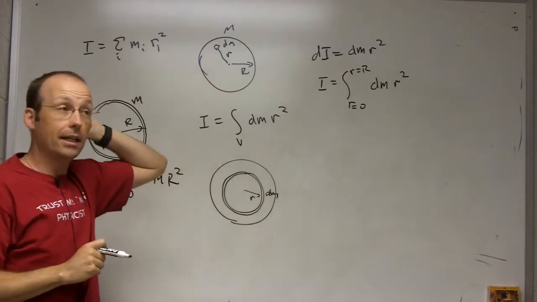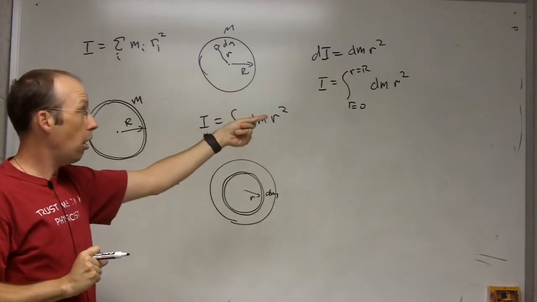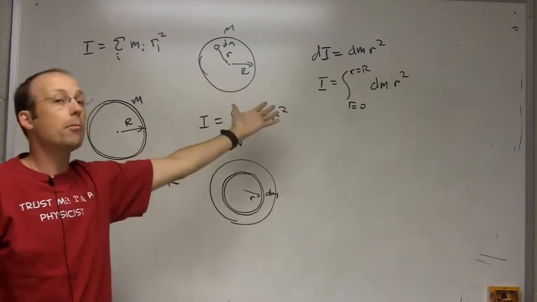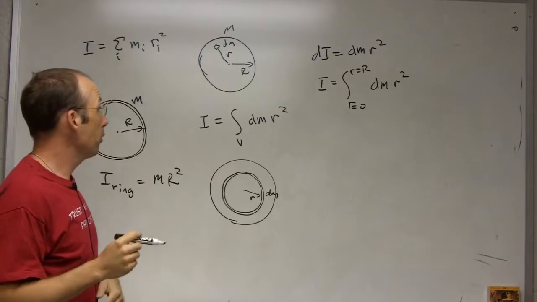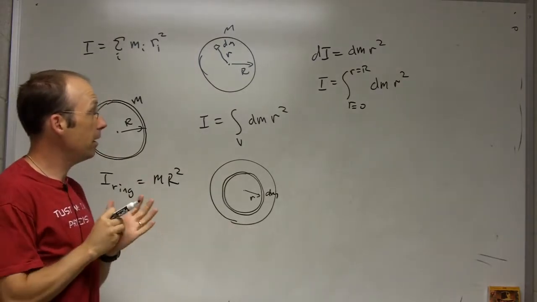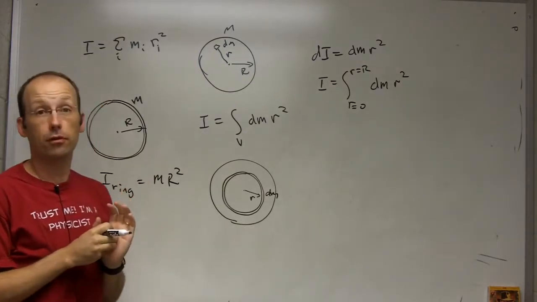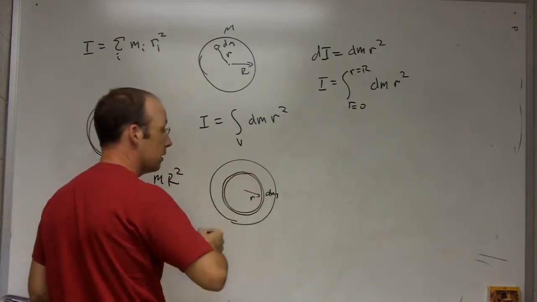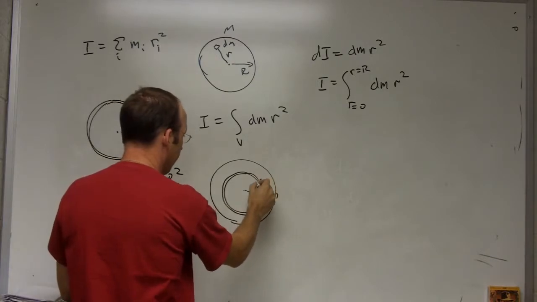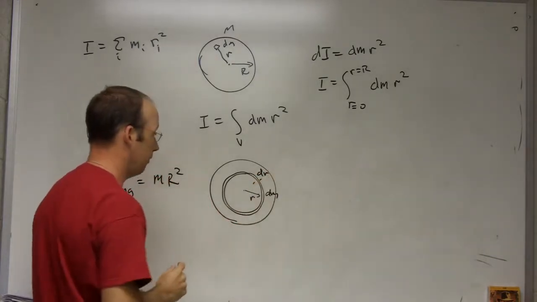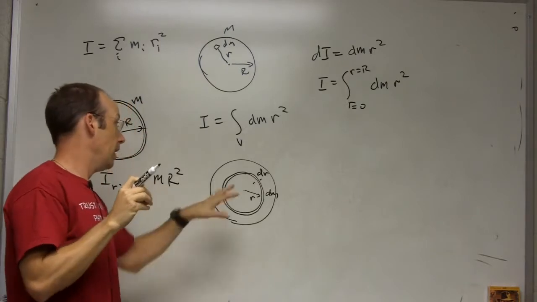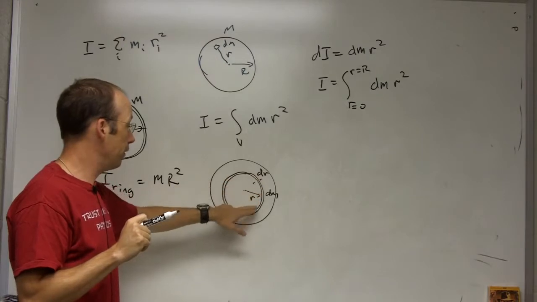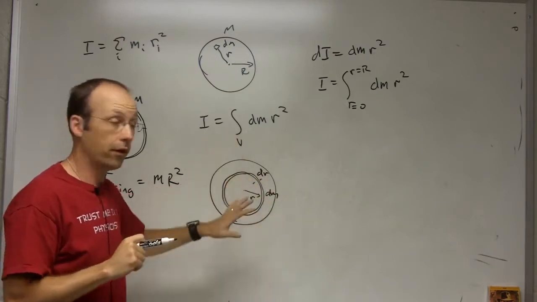No, you can't, because your integration variable is r and your other variable is dm, and you have an r, so they don't really match. You want to get them both into the same terms. So let me replace dm in terms of r. What's the mass of this little ring right here? Let's say that it has a thickness of dr. Then I'm going to assume that the ratio of the area of this ring to the whole disk is the same as the ratio of the masses.